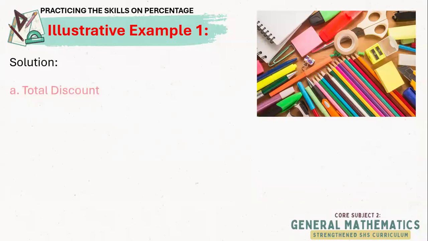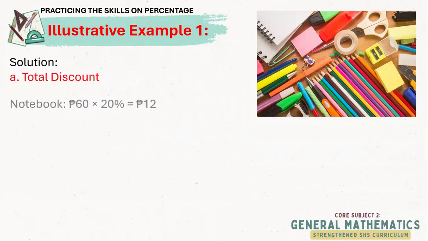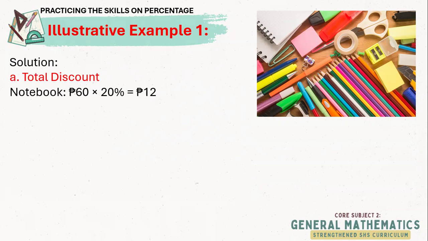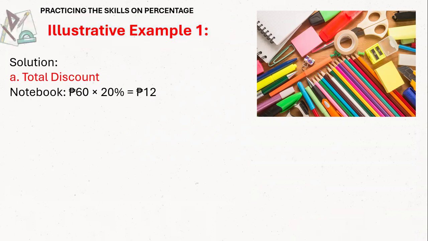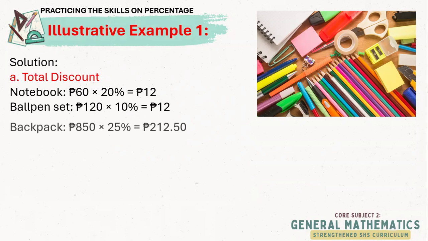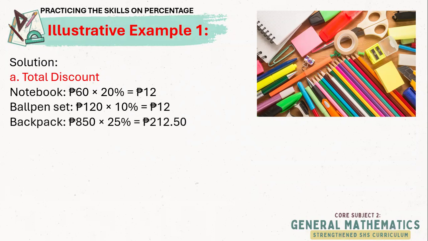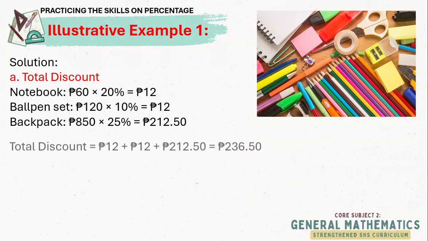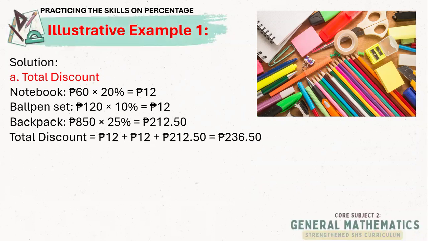So for the solution, first we get the total discount. For the notebook, 60 times 0.20, that's 12 pesos. 120 times 0.1, so that's 12 pesos. And we have 850 times 0.25, and that is 212 pesos and 50 centavos. Can you double check using your scientific calculators? Then we compute for the total discount. So that's 12 plus 12 plus 212 and 50 centavos, so that's 236 and 50 centavos.